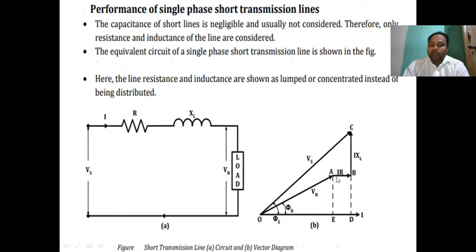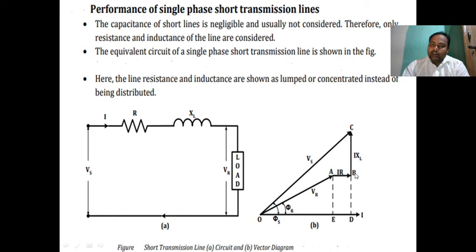So how is the drop represented? The resistive drop is always in phase or parallel to the receiving end current, always parallel. So how to draw the resistive drop? Always parallel. In phase means the current direction is just like this one, and definitely the receiving end current is also this.